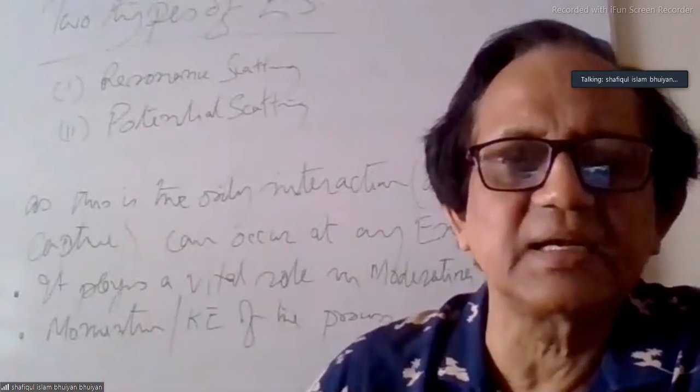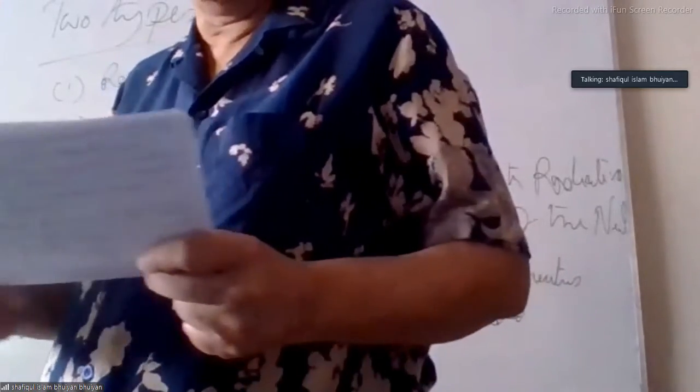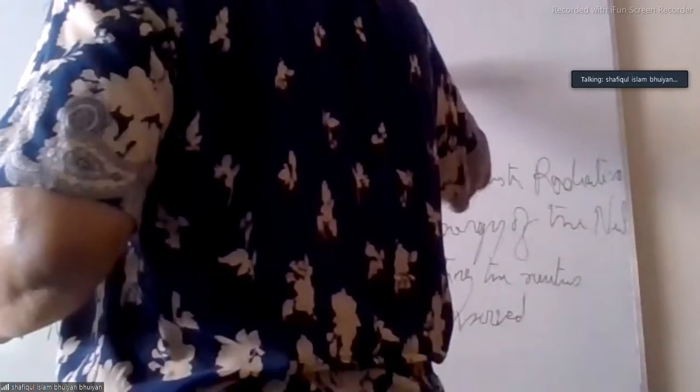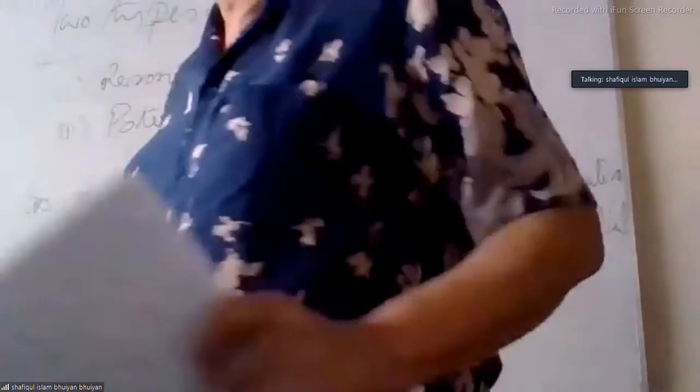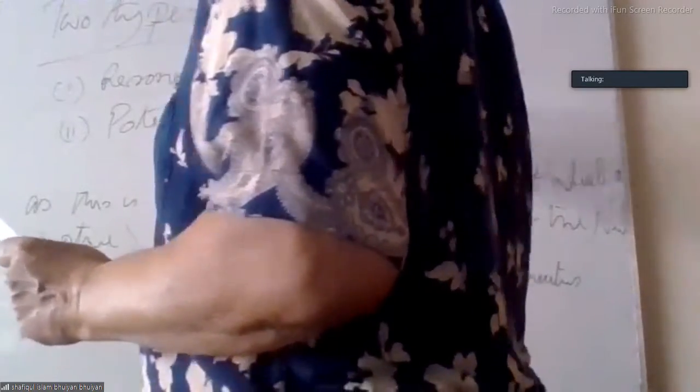And this is resonance scattering, and the potential scattering is that we know that this is the nucleus. Nucleus has what? The potential wall. You remember that the nucleus has a potential wall. So there is a potential field around the nucleus. If this is the nucleus, this is its potential, like this. This is its potential wall.